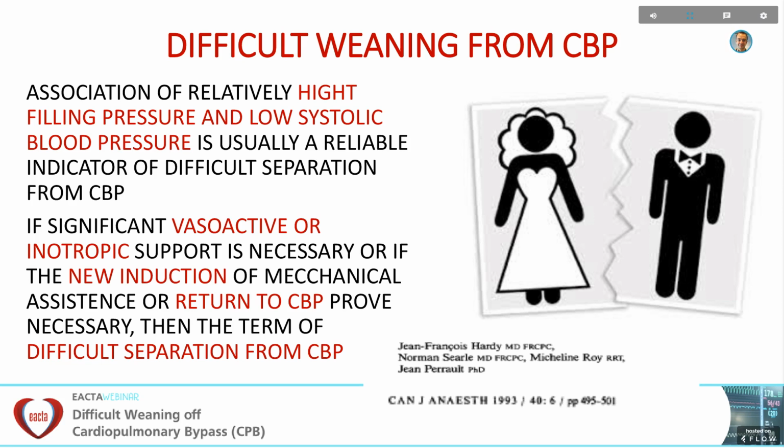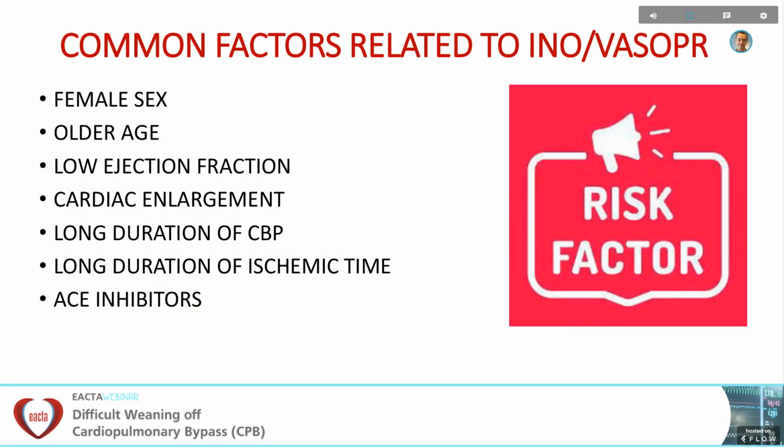And in this situation, we have to start to think to use inotropes or vasopressors. The common factors that are related to inotropes or vasopressors use for the weaning from cardiopulmonary bypass are female sex, older age, low ejection fraction, cardiac enlargement, long duration of CPB, long duration of ischemic time, and the ACE inhibitors used before surgery.